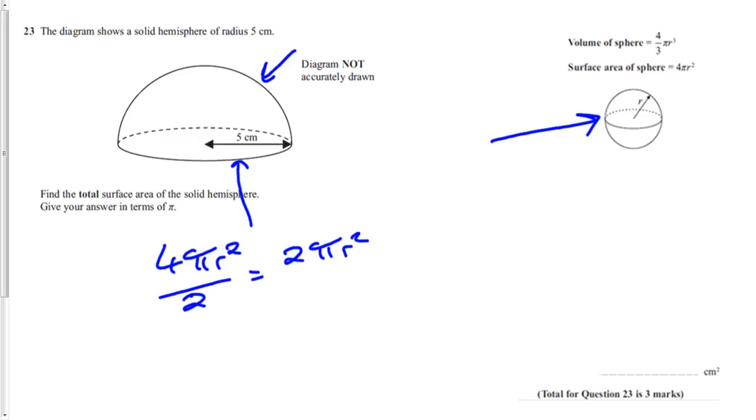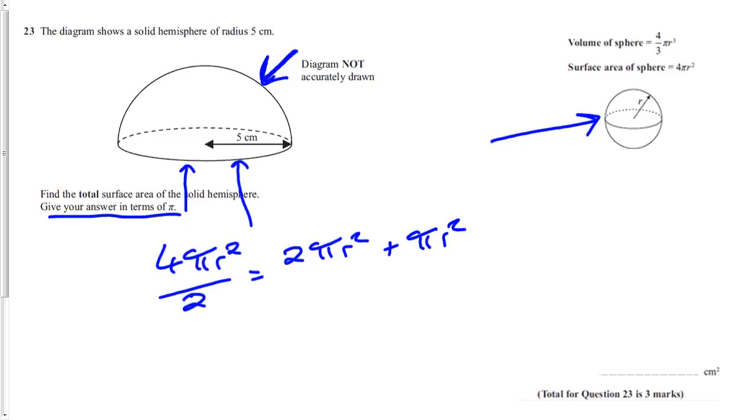That gives us the outside, which is this part here. Then we've also got the flat circle underneath, and you should know that the area of a circle is pi r squared. We're told that the radius is 5 centimeters. It also says give your answer in terms of pi, which means we don't need to press a pi button on the calculator, which is a good job because we don't actually have a calculator.